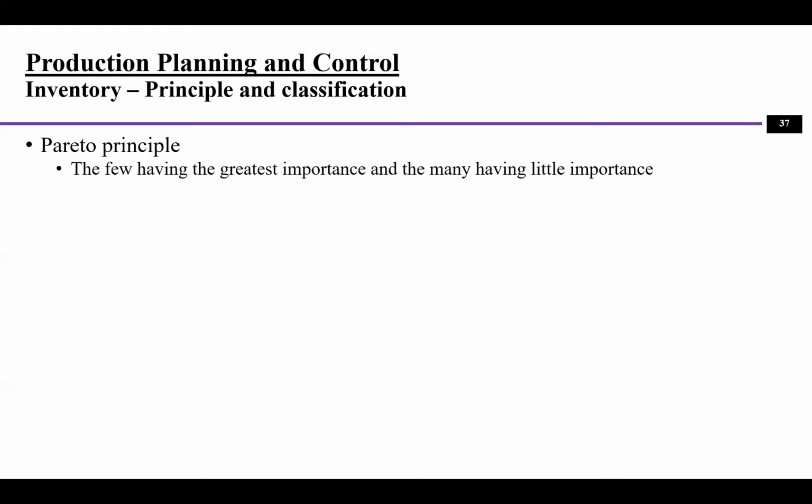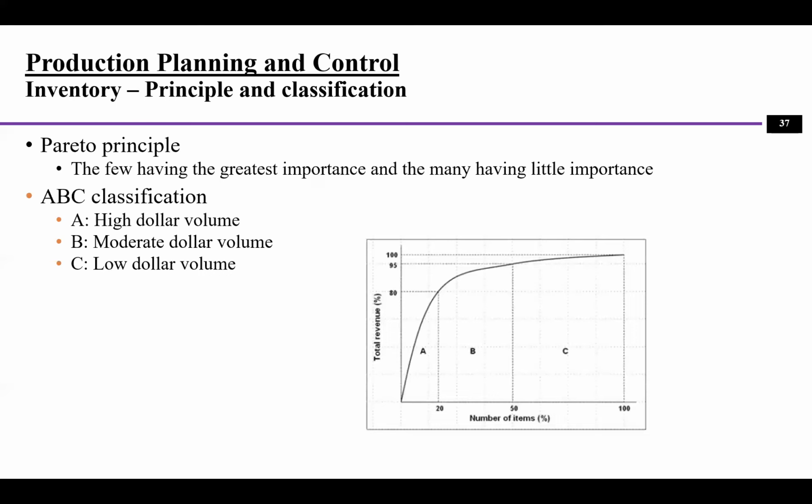And so when I talk about the inventory, there's one principle, the Pareto principle, which means that the few typically have the greatest importance, and the many may have very little importance. We can also use this ABC classification. For example, if we are looking at dollars, typically very few parts actually account for over 90% of the total cost of the product.